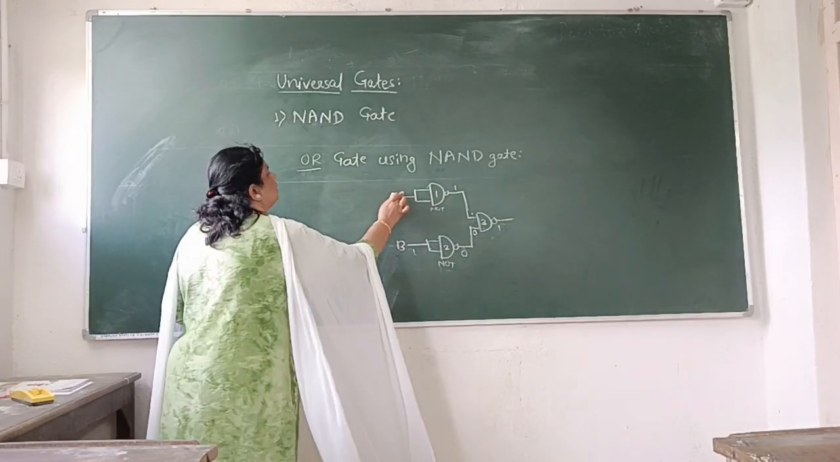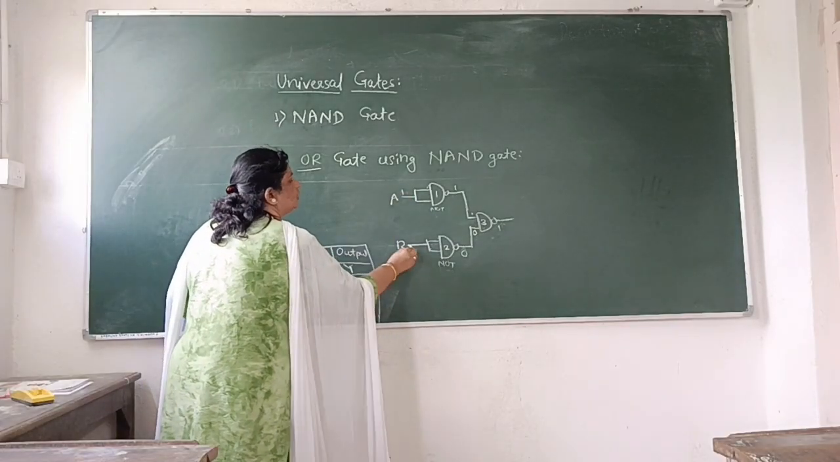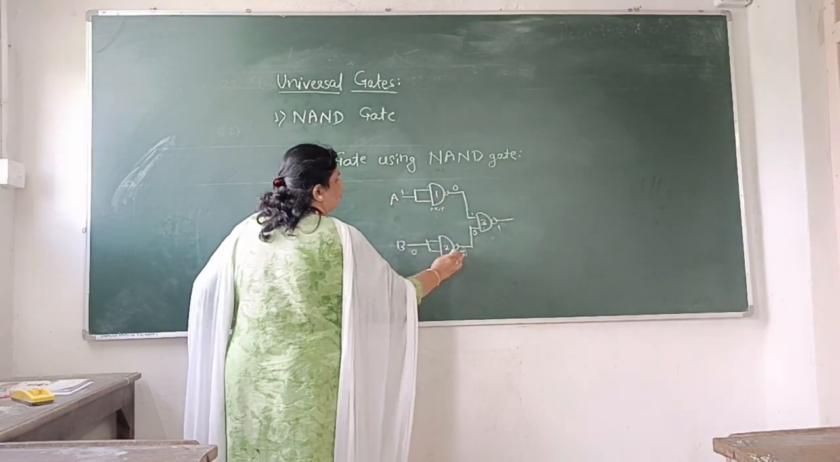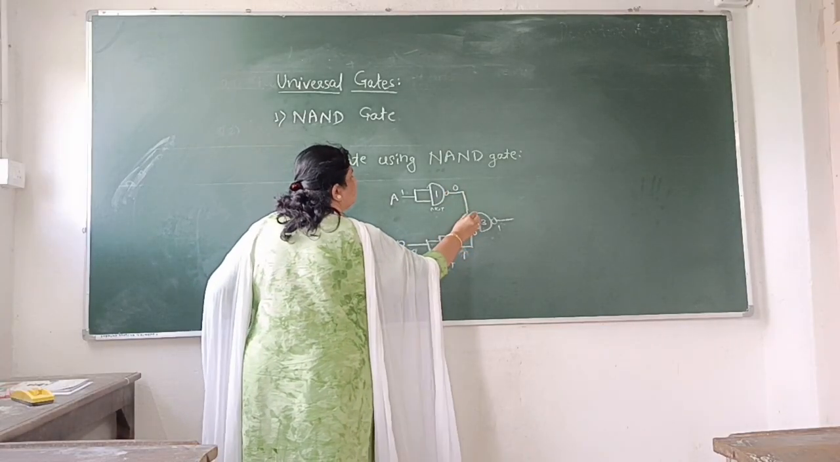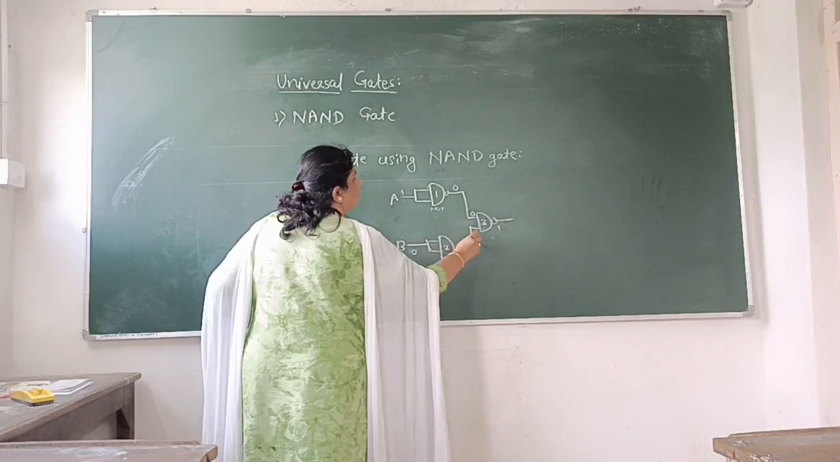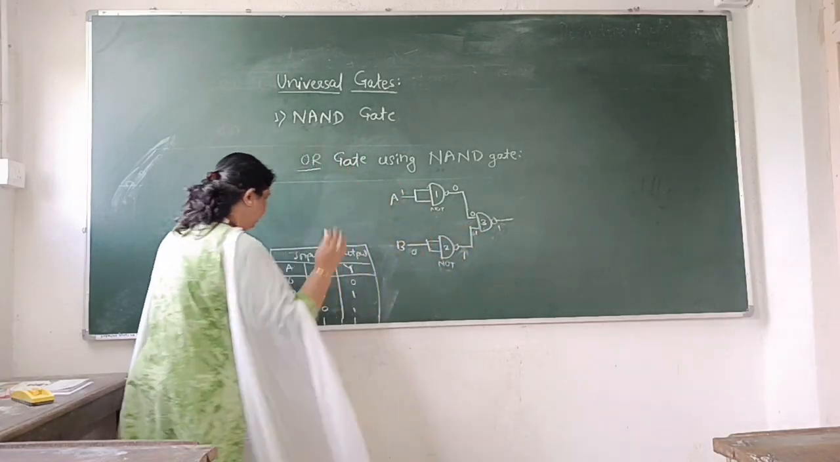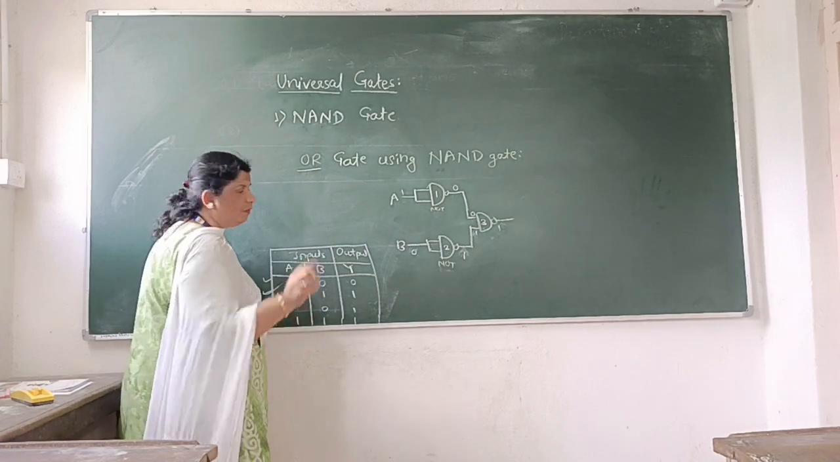The third situation is A is 1, B is 0. These two NOT gates will produce the complements. So in this case A will become 0 and B will become 1, and that's why the output is high, because this is the NAND gate. So third row is also verified.